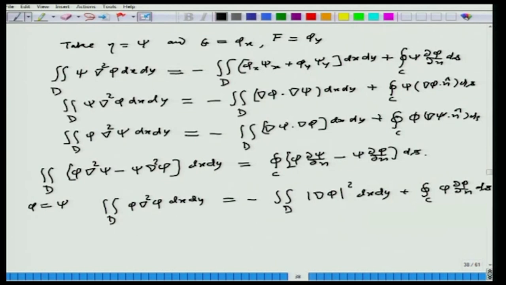We can go to higher order integration by parts also. If we take q equal to 0 and p equal to g eta x.